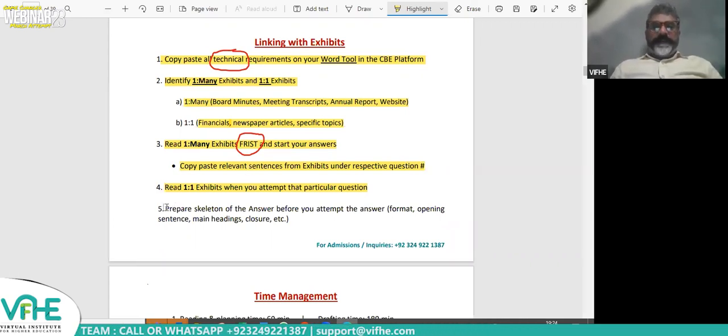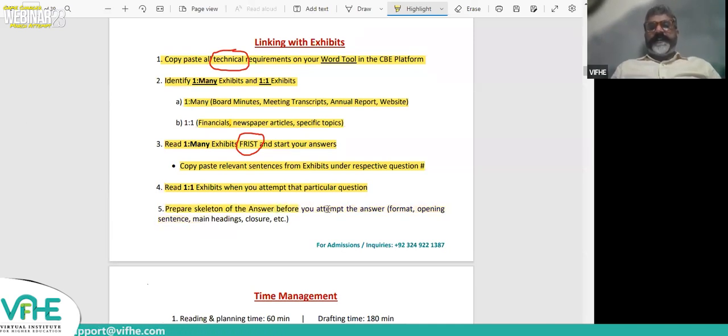And the last thing is, before you start answering any question, prepare the skeleton of the answer before you attempt it, like the format, opening sentence, main headings, closure, like we did yesterday. You remember that when we started the question, we prepared the format, gave some main headings, and then we started copy pasting and reading. All right. So you don't do it for all questions together. Whenever you start a question, at that point, you just make the format, headings, and then start reading the exhibit and copy pasting.